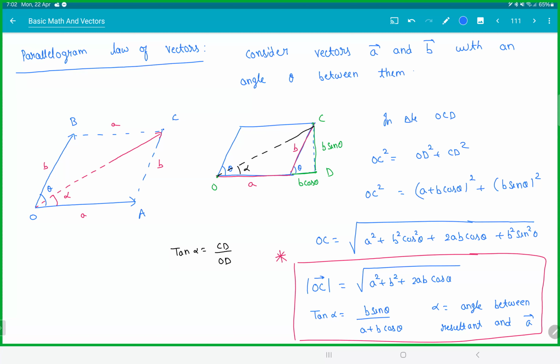Next thing, turn the page. So for vectors, right? Sir, just a second. God. Yes Soham, tell me.